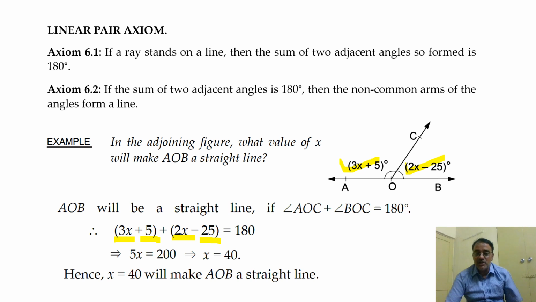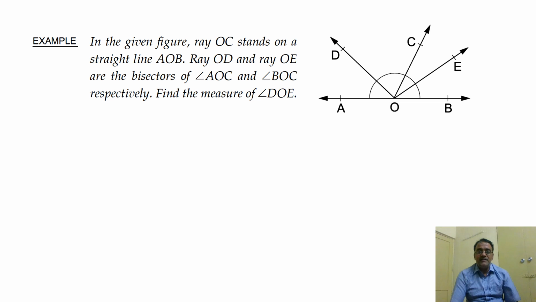अगर एंगल मेजर पूछा होता, we need to substitute the value of x in angle AOC and angle BOC. Right? Now we'll see one more example. In the given figure, ray OC stands on straight line AOB. So this one, जिसको मैं अभी शेड कर रहा हूँ, this is OC. Rays OD and OE are the bisectors of angle AOC and angle BOC respectively. Find the measure of angle DOE.